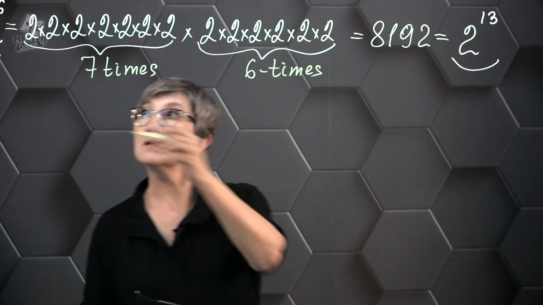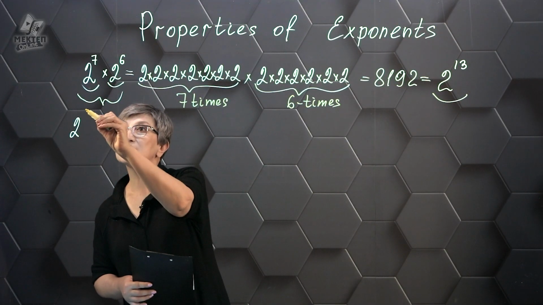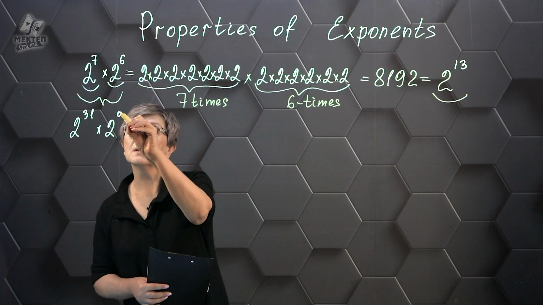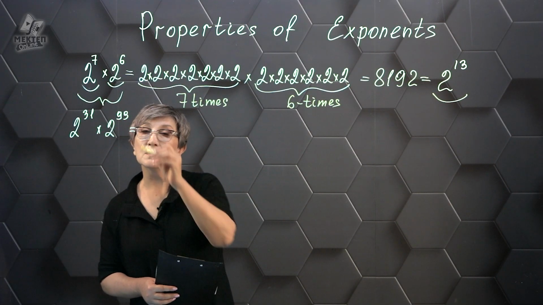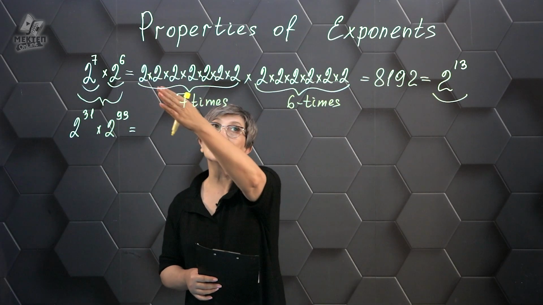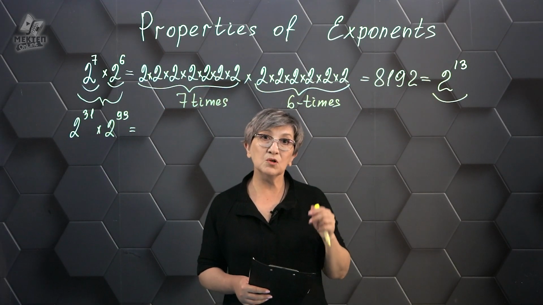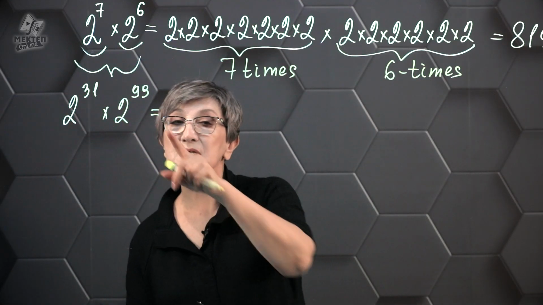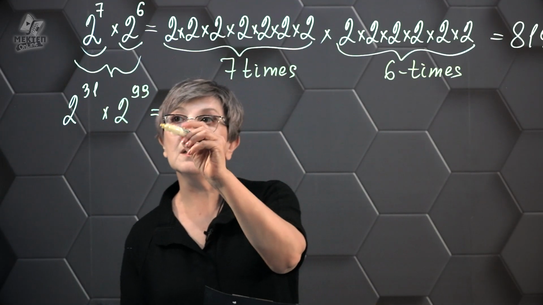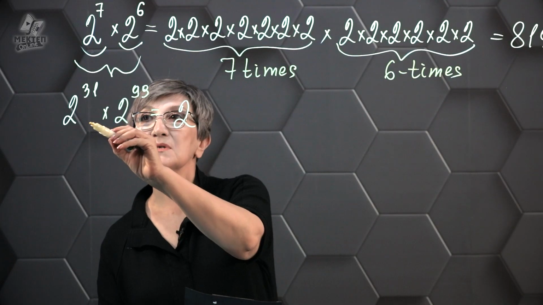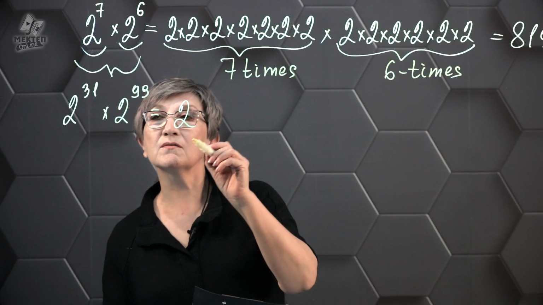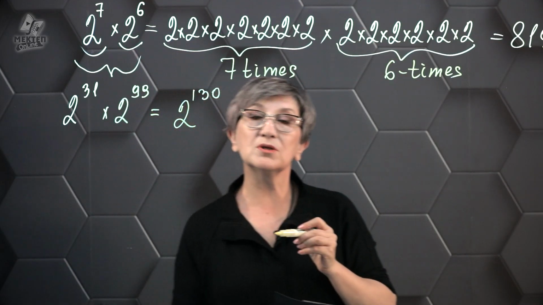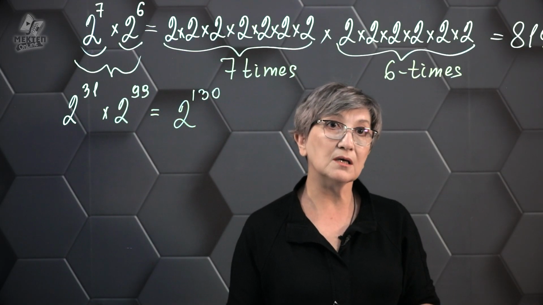If we were to multiply the number 2 to the power of 31 times the number 2 to the power of 99, it's irrational to write the product of multipliers that are each equal to 2, so I write down the value of this expression, and I can write that the value of this expression is 2 to the power of 130. How did I calculate that quickly?